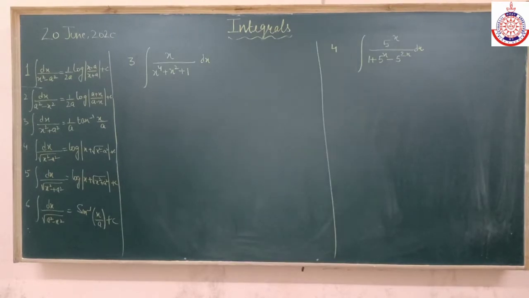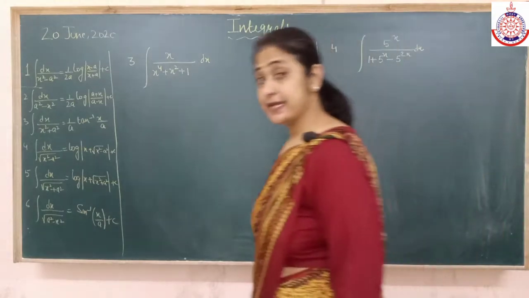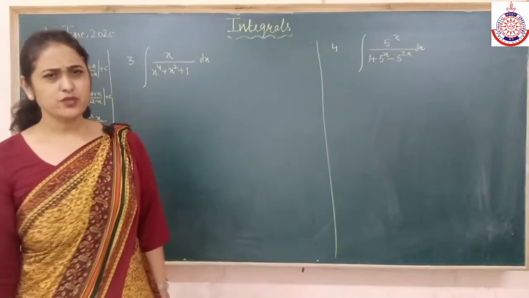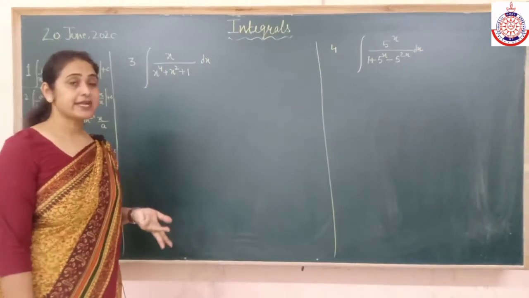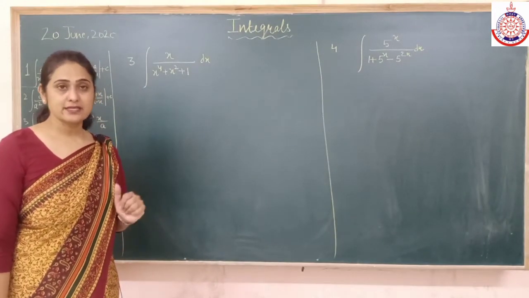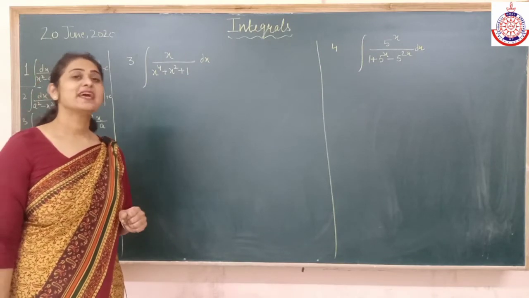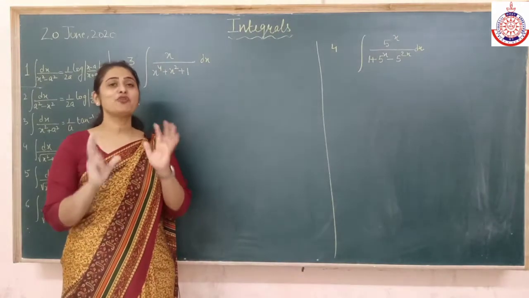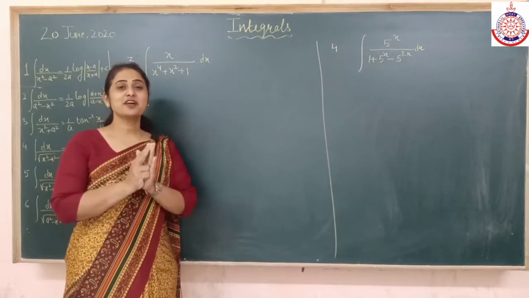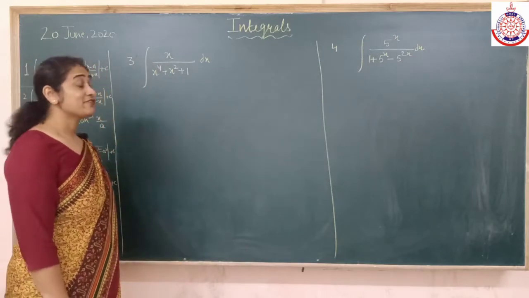Okay, let's see the next example. X upon x raised to power 4 plus x square plus 1 dx. The form which we are doing, that is 1 upon a quadratic. It's not a quadratic. It is power 4 by quadratic. Is it clear? So what to do? I told you when you don't have anything, it's not in the proper form, what do you have to think about? You have to think about substitution. That's right.